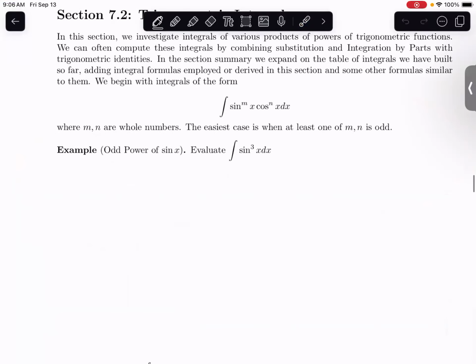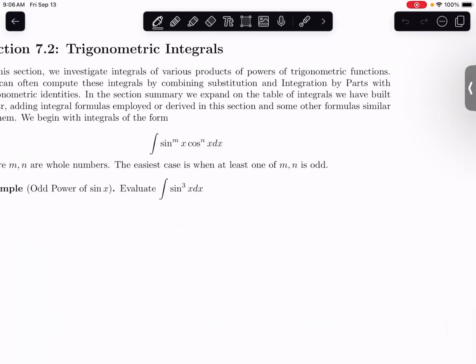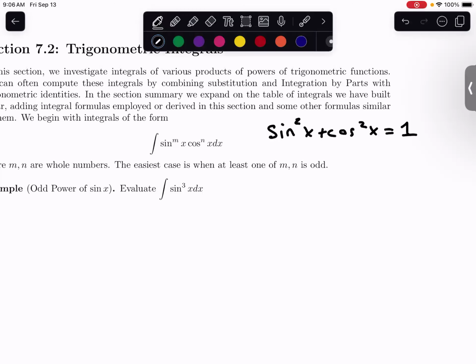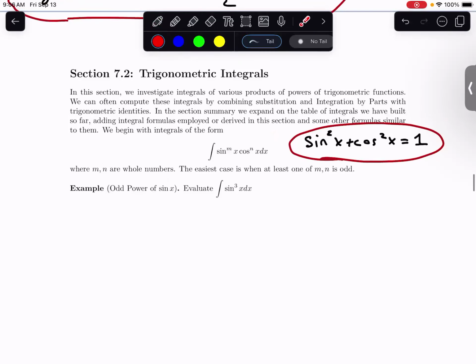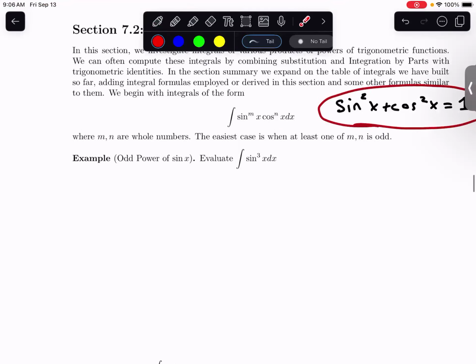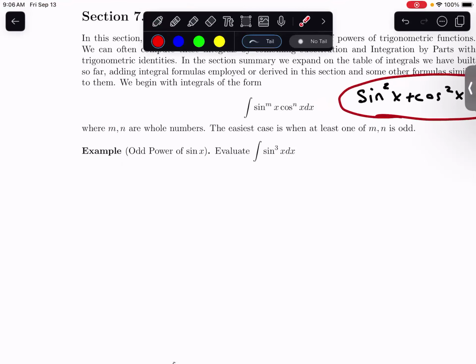Before I do anything, this is really the only trig identity you have to know in this class. This is one that should be familiar: sine squared of x plus cosine squared of x is equal to 1. You kind of have to know this, otherwise you're not getting anywhere in this section. We'll do a variation of this involving tangent and secant later on. But if you know this formula, it's pretty much the only trig formula you have to memorize in this class. You don't have to memorize the double or half angle formulas or anything like that.